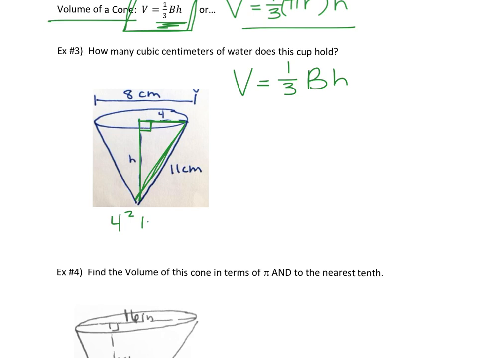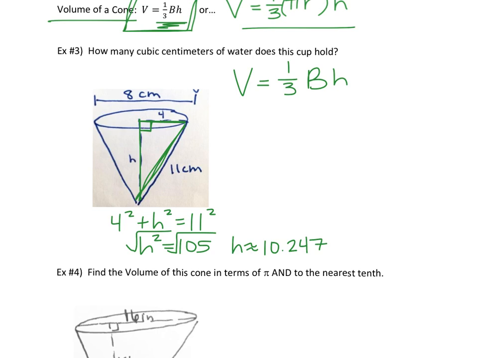4 squared plus h squared equals 11 squared. So if you take away 4 squared, you get h squared equals 105. And then you square root that, and your h is about 10.247, we'll say. Okay. We're going to round to the nearest tenth on this one. So take it a few further for your problem until, actually we'll round to the nearest whole number. We'll round to the nearest whole number.